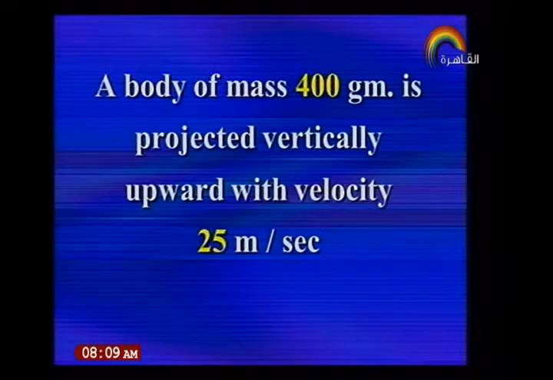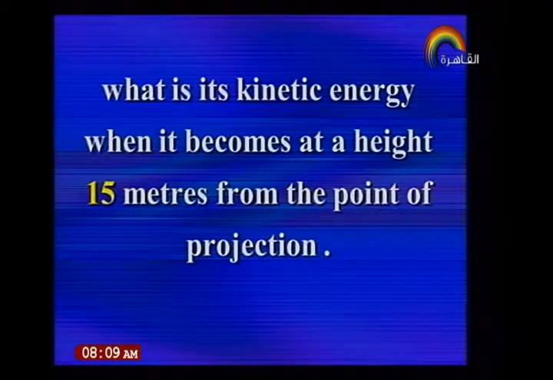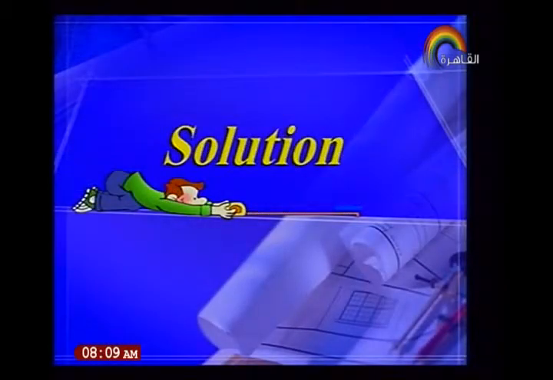A body of mass 400 gram is projected vertically upward with velocity 25 meter per second. Dear student, remember, the body's mass is 400 gram, projected vertically upward with velocity 25 meter per second. What is the kinetic energy when it becomes at height 15 meter from the point of projection? Solution.